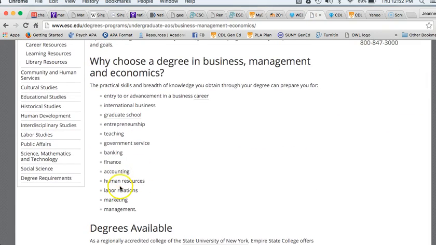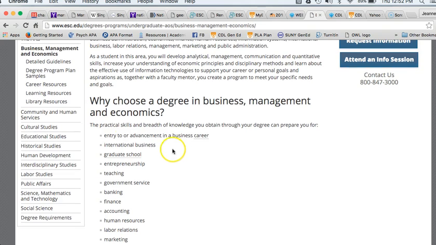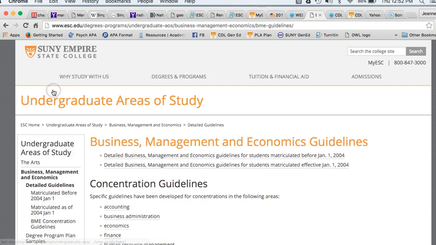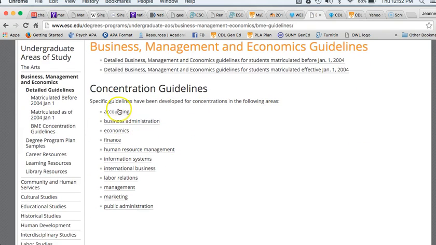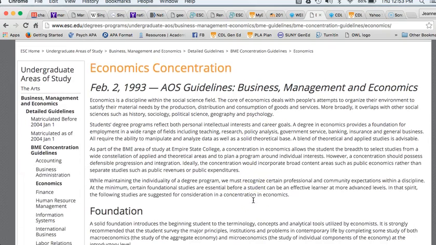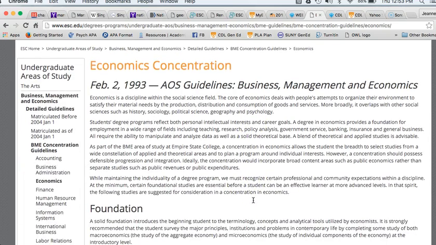So let's say I choose, let me get into detailed guidelines. When I get into detailed guidelines, it gives me all of these things and they're all highlighted. If you don't see your concentration here, then there are no concentration guidelines. But if you're doing a BME degree in marketing or management or labor relations, international business, any of these, and let's just take economics for here, you have to meet these guidelines.